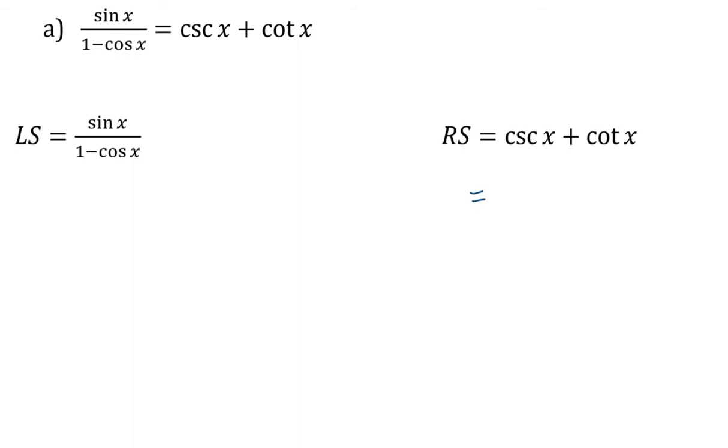One of our strategies is to change everything to sine and cosine. We have more identities in terms of sine and cosine, and sometimes that just takes us down the right road towards cleaning things up and getting us where we need to go. All right, so that means I'm going to change cosecant to 1 over sine. And I'm going to change cotangent to cosine over sine.